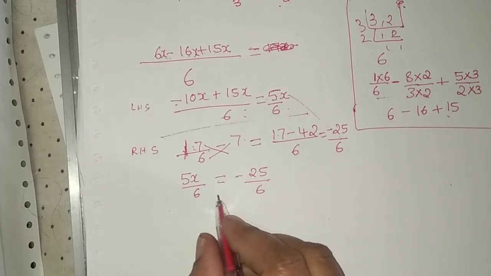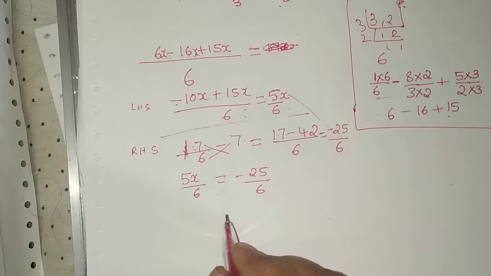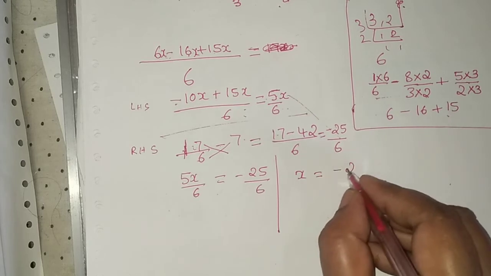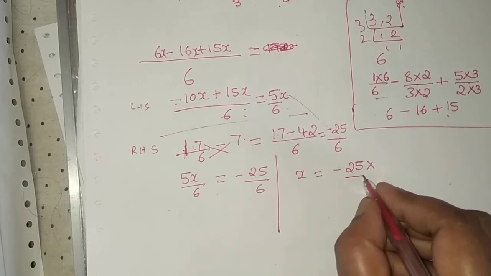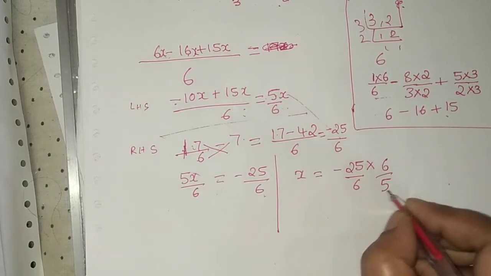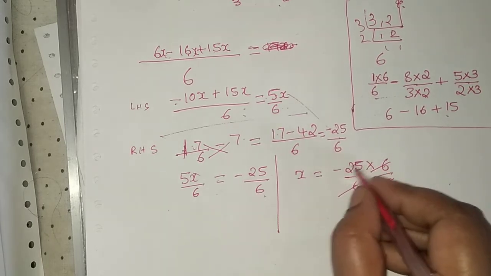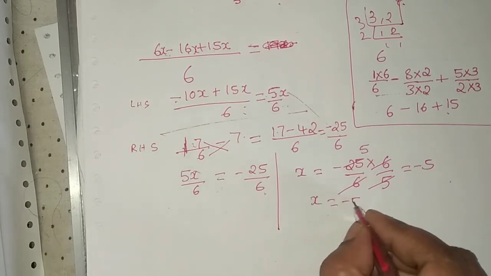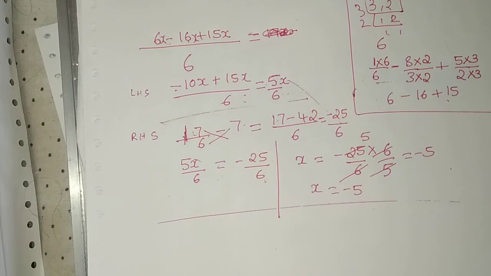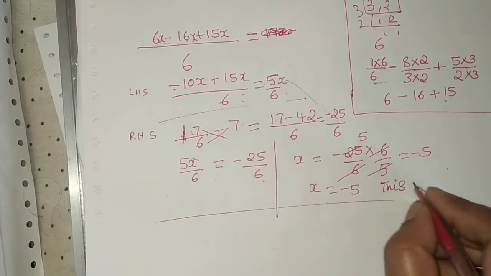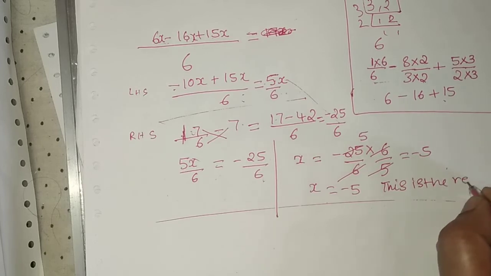Now we have to find out x here. So to find out x, x is equal to minus 25 by 6, then this one 6 by 5 this becomes. So simplify this, 5 fives are 25, so we will get x as minus 5. Finally x is equal to minus 5 we got. Now we have to check this. This is the required solution.